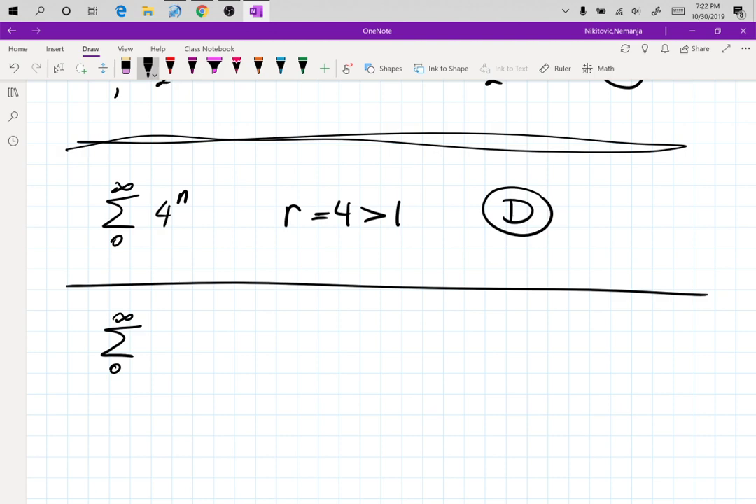All right, spicy one. Summation 0 to infinity of (2 to the n plus 3 to the n) divided by 5 to the n. This was on the NJIT Calculus 2 exam when I used to teach there. This particular problem.